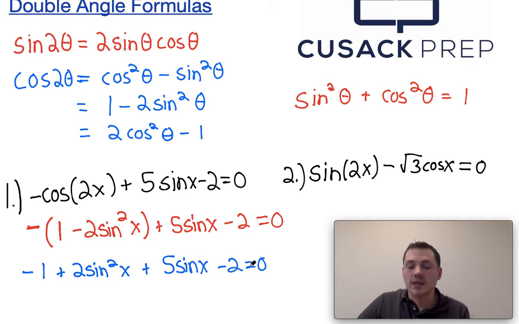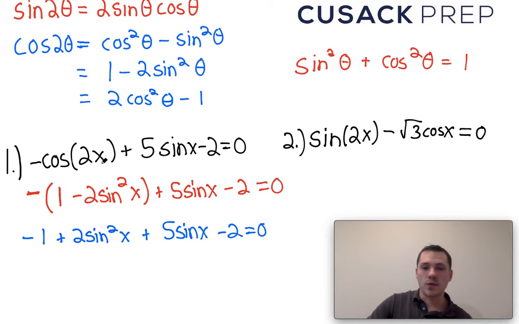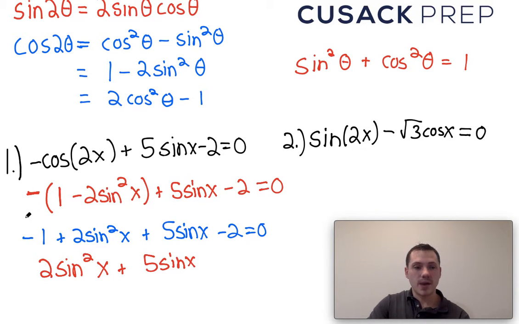Now, this is a quadratic. If you don't recognize it as a quadratic, we know it's a quadratic because we have a function of x squared, and we have just a function of x. So the sine squared of x and the sine of x allow this to be a quadratic. And anytime we have a quadratic, we want to put it in standard form, where we put our largest exponent first. So in this case, that's going to be 2 sine squared of x, followed by our middle term, 5 sine of x. And then we can combine the negative 1 and the negative 2 to make a negative 3. All of this we can go ahead and set equal to 0.